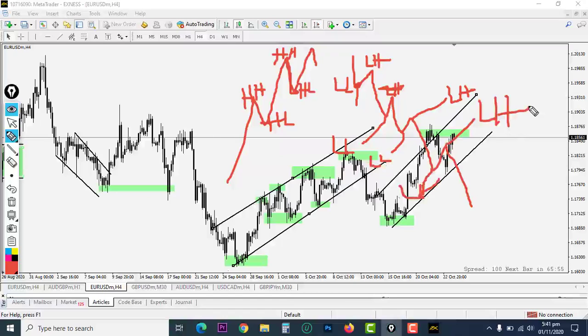Do you know why it's called the lower high and the lower low? Now look at this. This area right here is lower than this one. So this is the lower high. This is higher than this low. The market is trending downwards. Remember. Okay. Let's draw a clean chart.